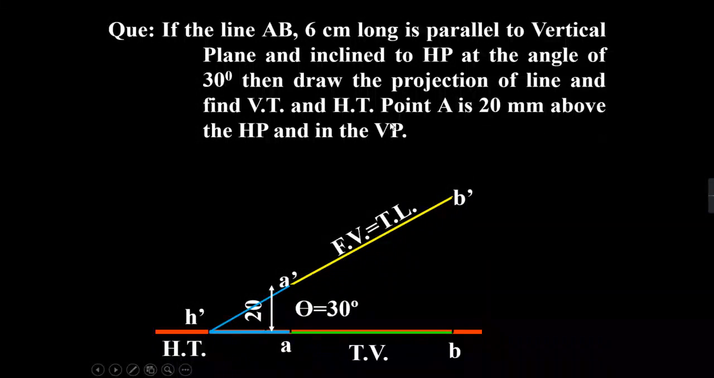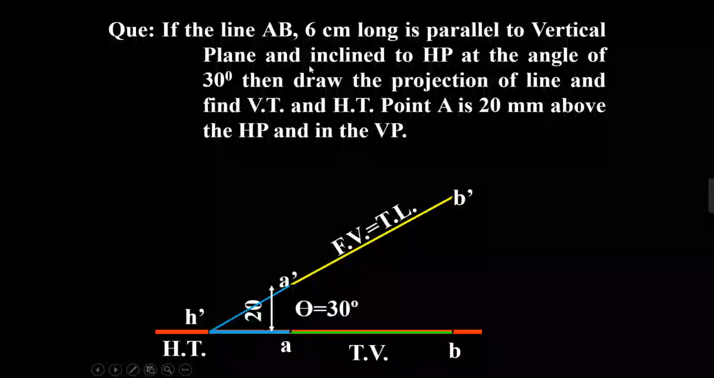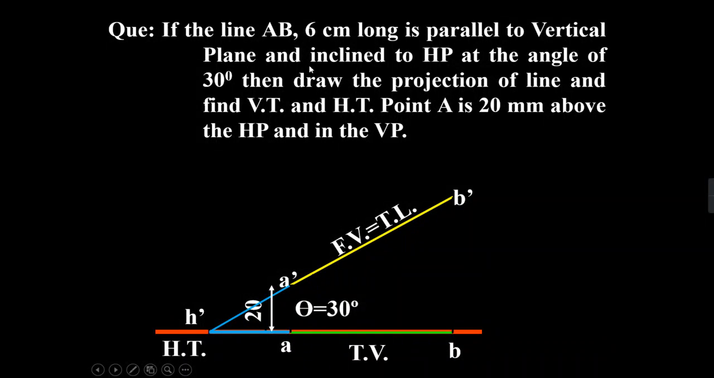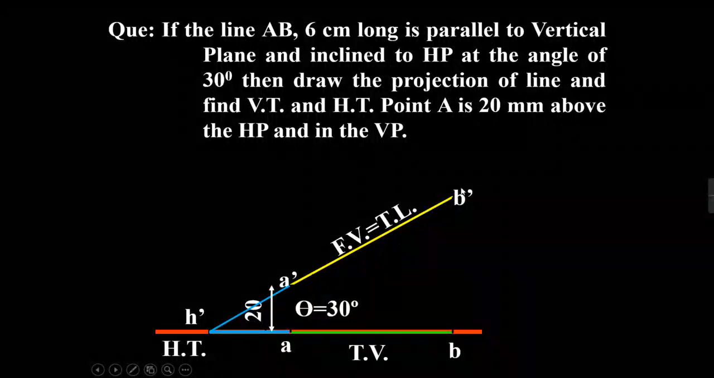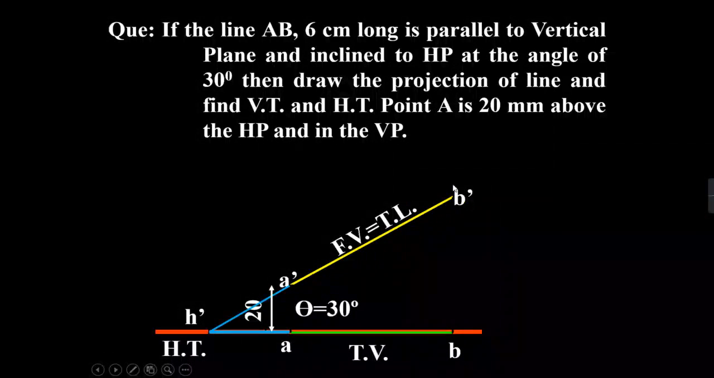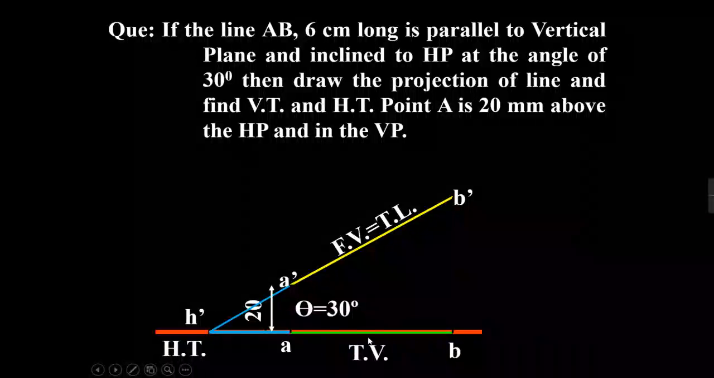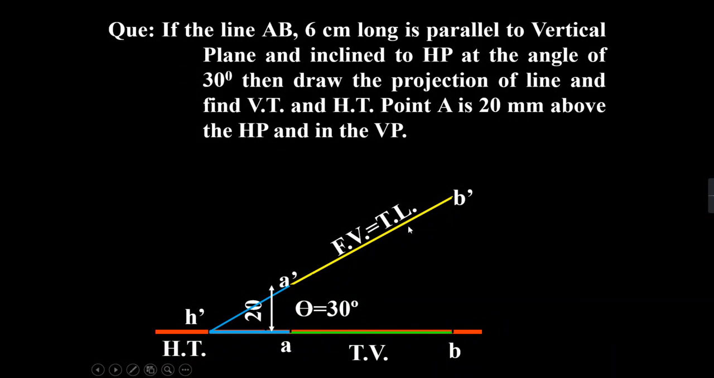Now it is given that your line is parallel to the vertical plane and point A is in the vertical plane. Then the point B should be in the vertical plane as well. So this is your point B. If the point B is on the vertical plane, you have to draw the projector from the B dash, then you will get the point B. So this is your top view and this is your front view.